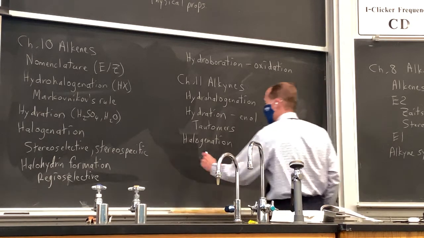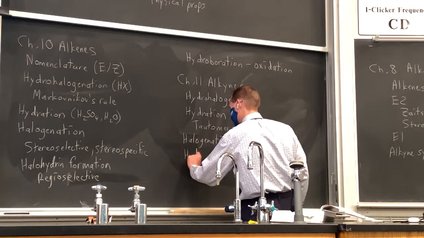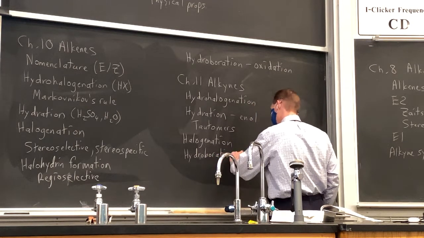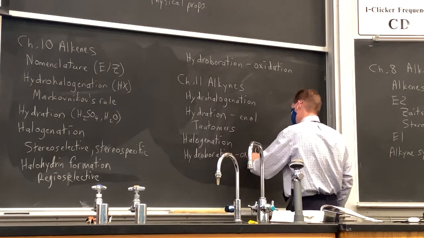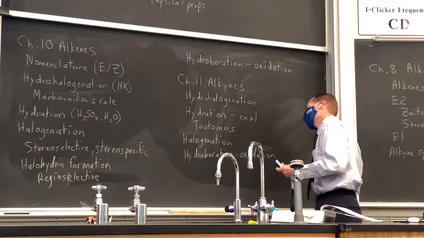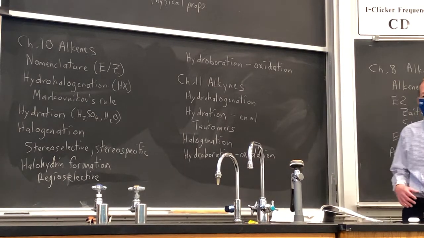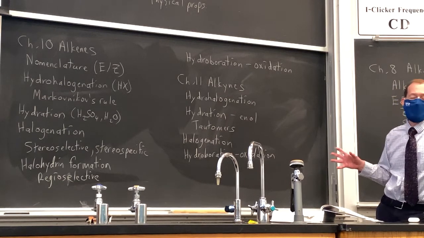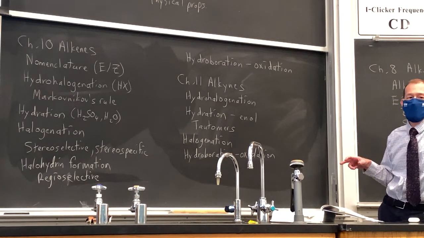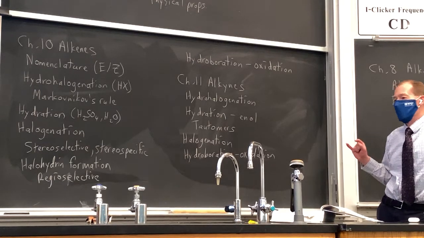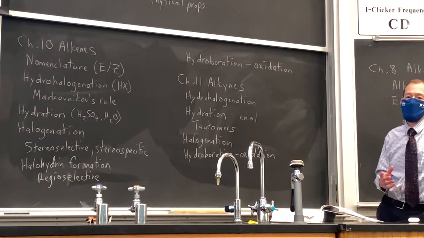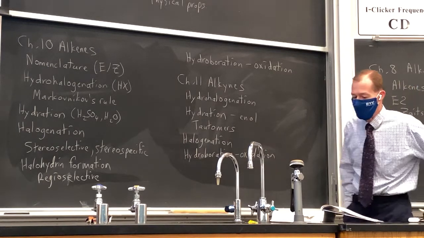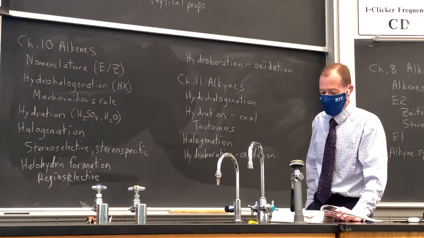Then we had hydroboration, oxidation, giving us the less substituted enol. So if we have a terminal alkyne and we perform a hydration reaction, we generate a ketone. If we perform a hydroboration reaction with the terminal alkyne, we obtain an aldehyde. So that was our key difference with those species.